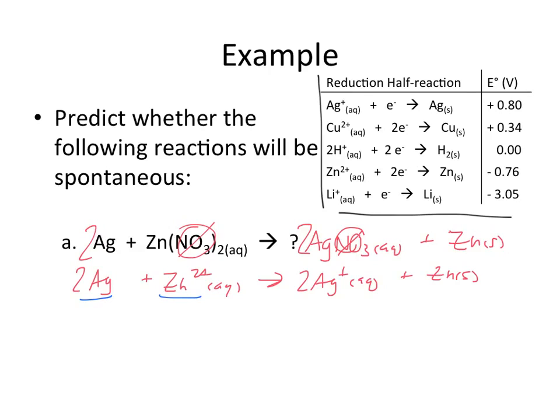Let's go ahead and find those on our standard reduction potential table. If we look at the table on our right over here, let's try to find where our 2 reactants are. Here we see that we have Ag, and here we see that we have Zn2 plus. What we can see is that our Ag is higher than our zinc 2 plus. So our prediction is that this is going to be non-spontaneous.